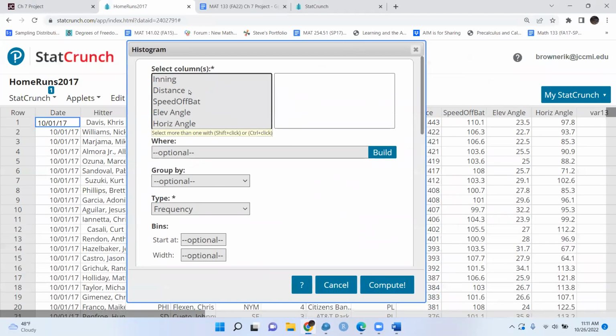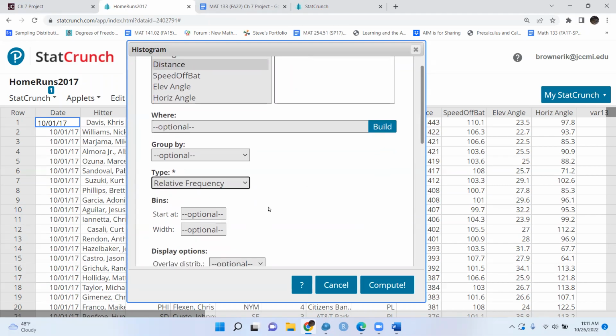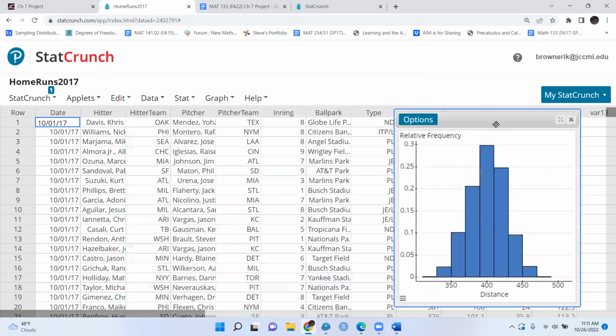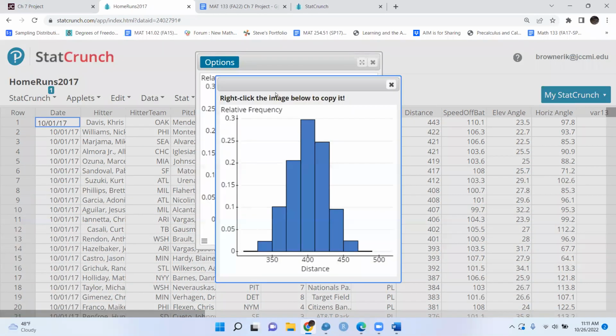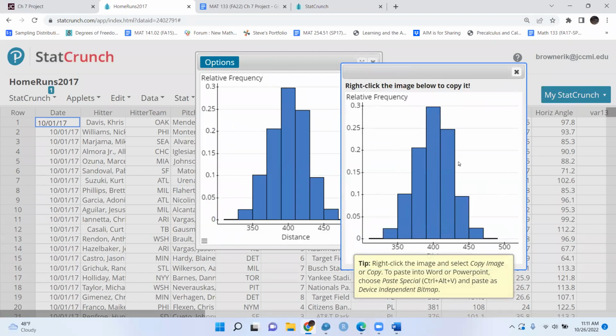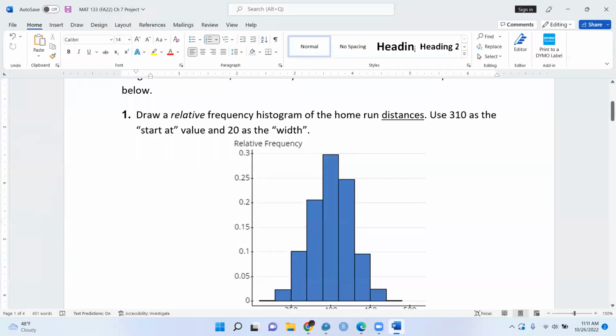So Taylor, we selected distance. We changed the type to relative frequency. We set the bins to start at 310 and the width to be 20. We computed, and there was that beautiful, approximately normally distributed graph, right? Because these two bars aren't exactly the same, but whatever. And then we did Options and Copy, so that it created this new image, and then right-clicked it, copied the image, and dumped it into Word.